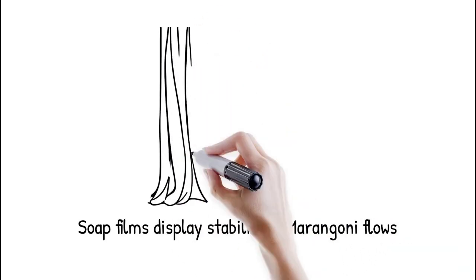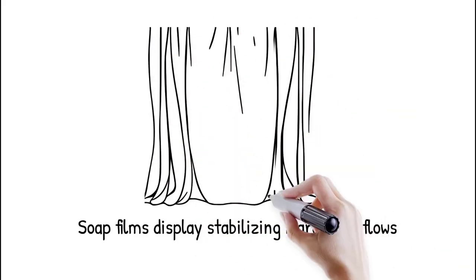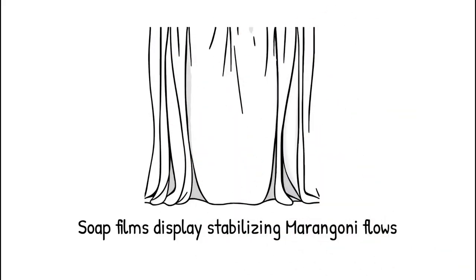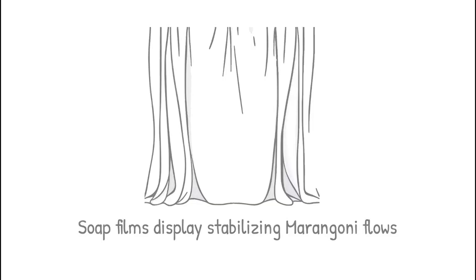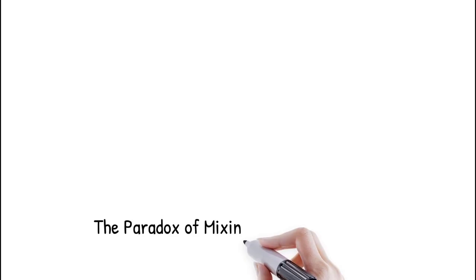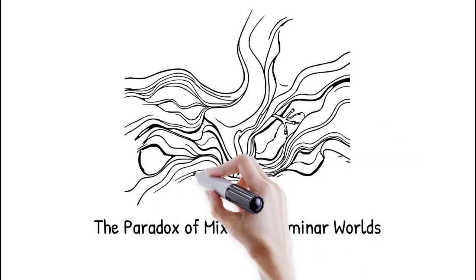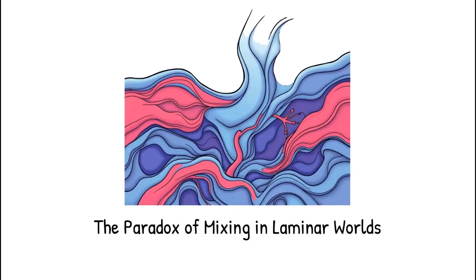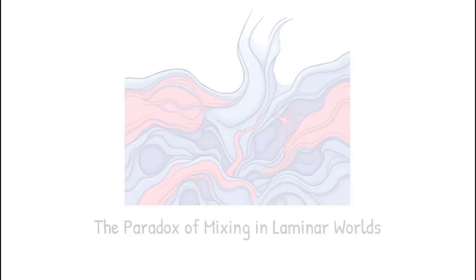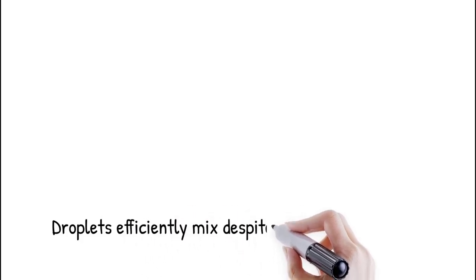The paradox is that laminar flows, predicted to scarcely mix, often display vigorous internal circulation. Marangoni stresses, evaporation, and solutal gradients convert passivity into activity. Droplets that should remain stratified become efficient mixers. The boundary between order and turbulence blurs at small scales. What should be static becomes dynamic.